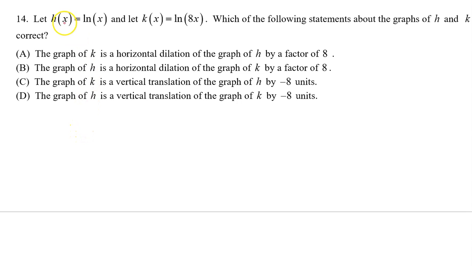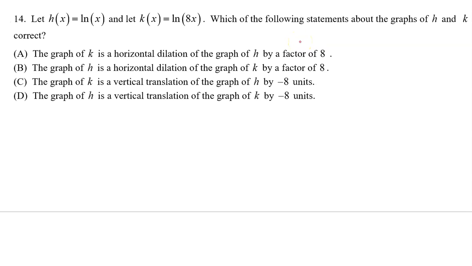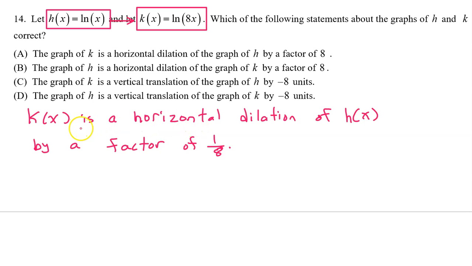Number 14, let h of x equal natural log x and let k of x equal natural log 8x. Which of the following statements about the graphs of h and k is correct? Notice that the only difference between h of x and k of x is that k of x has this 8 multiplied on the inside. This means that k of x is a horizontal dilation of h of x by a factor of 1/8. It's always going to be the opposite of the way it appears when you do a horizontal transformation. Think reciprocal, 1/8 instead of 8.